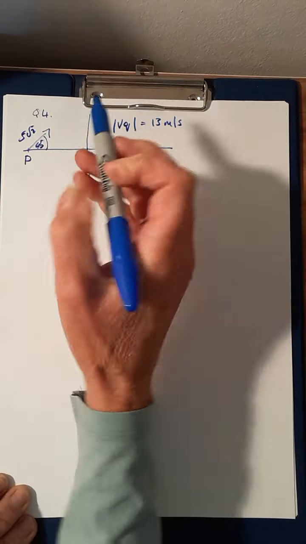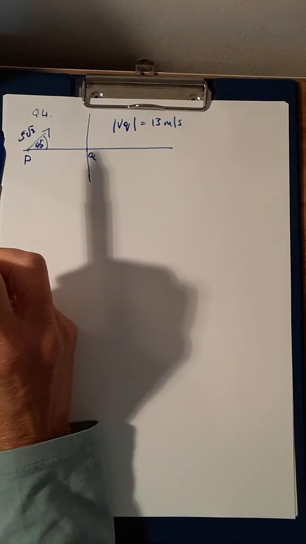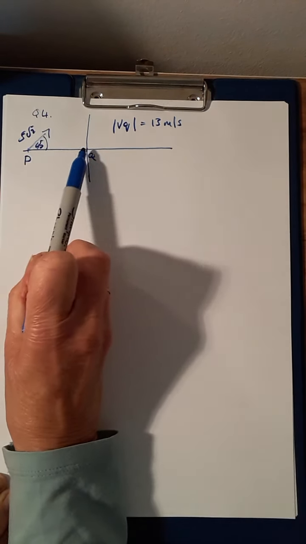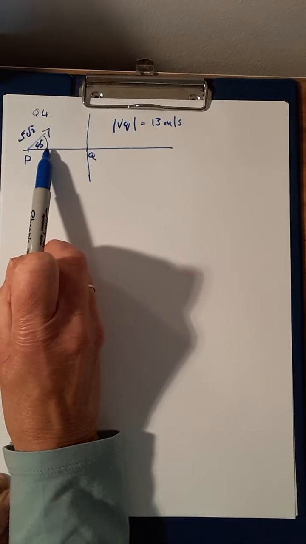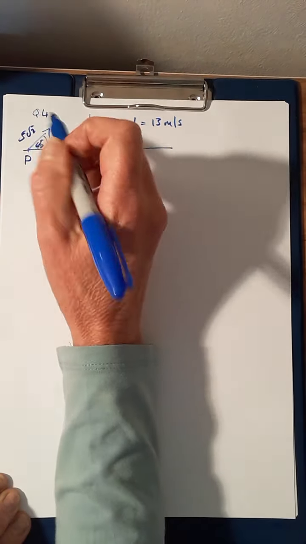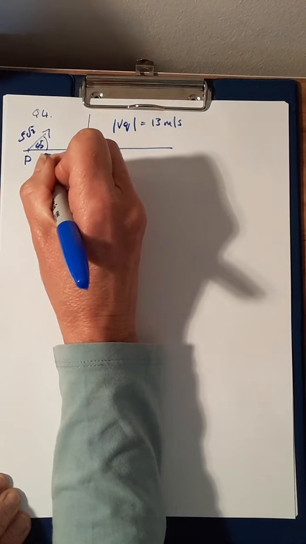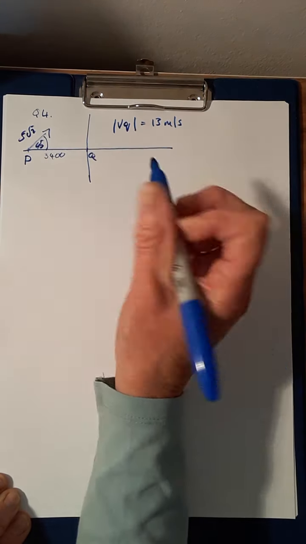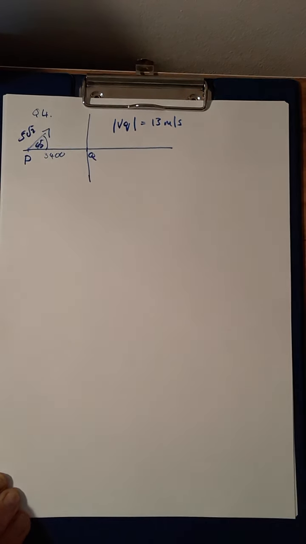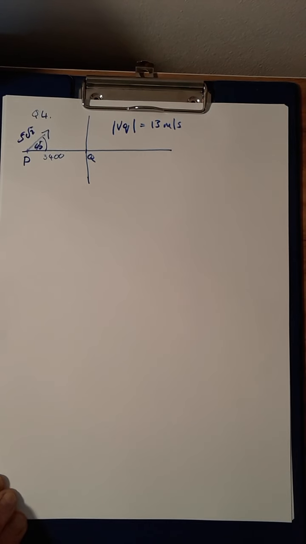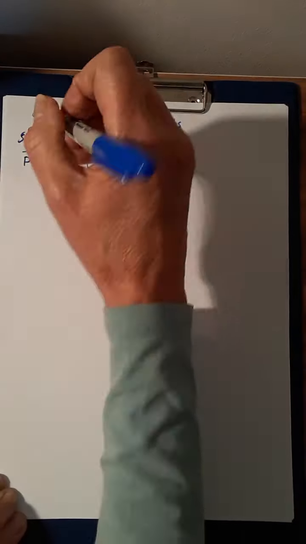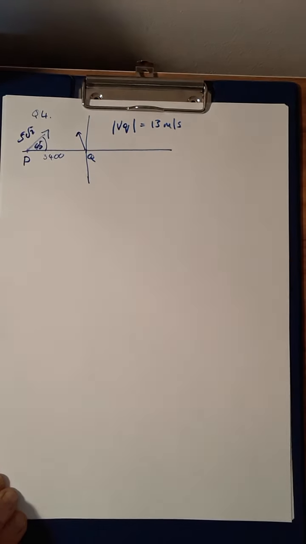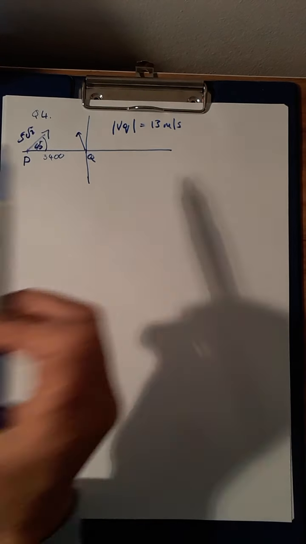Because these are in meters per second, I have to change the units for the original displacement. So instead of saying it's 3.4 kilometres due west, I'm going to say it's 3,400 metres due west, and then my units match. These two ships are on a collision course. Find the velocity of Q. So we're going to assume that Q is going to head up in that direction.